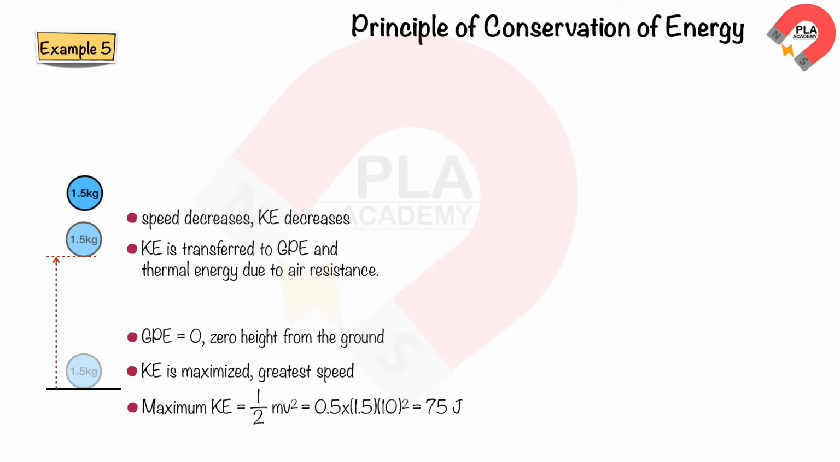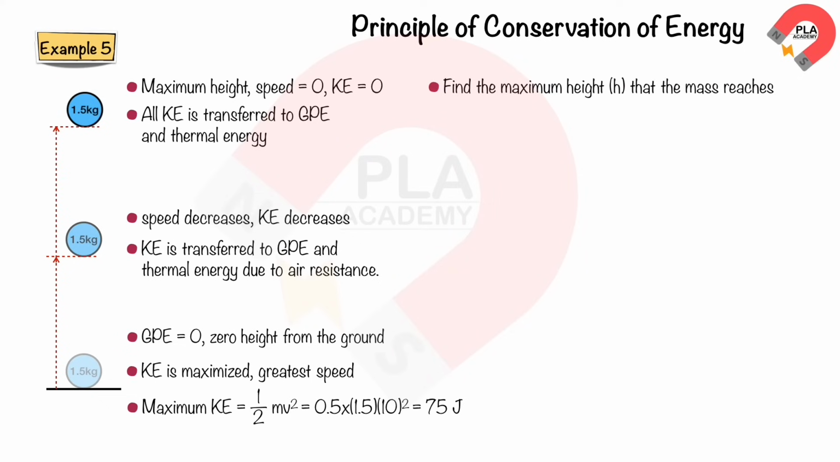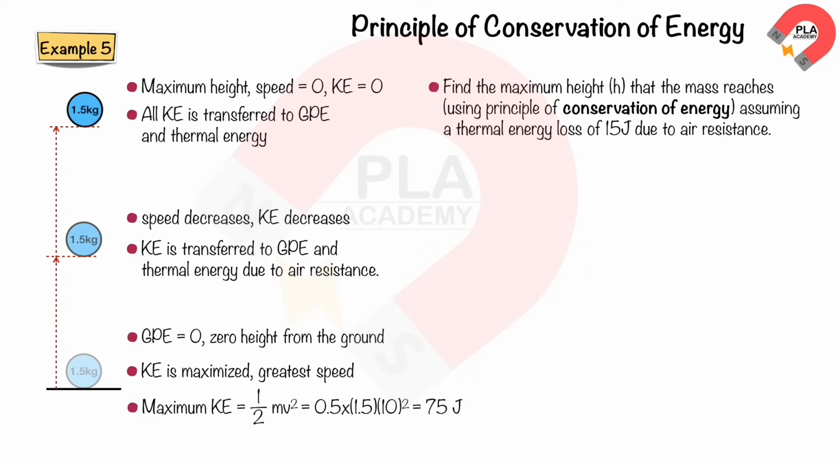When the mass reaches the maximum height, its speed is zero, so its kinetic energy is zero. At this point, all of the kinetic energy is transferred to gravitational potential energy and thermal energy due to air resistance. To find the maximum height that the mass reaches, we can apply the principle of conservation of energy, assuming a thermal energy loss of 15 joules due to air resistance. The decrease in kinetic energy is equal to the increase in both gravitational potential energy and thermal energy.